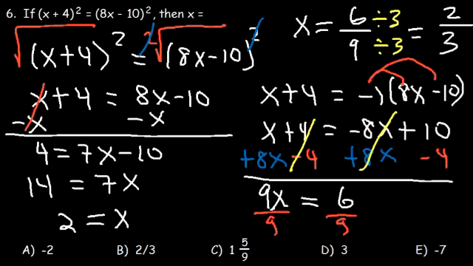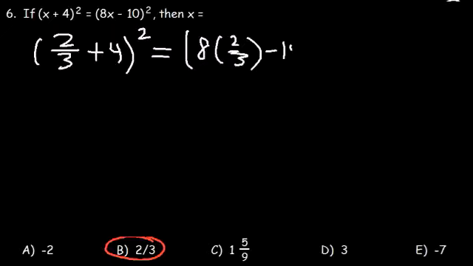So let's plug in 2/3 for x. So (2/3 plus 4) squared should equal (8 times 2/3 minus 10) squared. So let's get common denominators. 4 over 1 is the same as 12 over 3, if you multiply top and bottom by 3, you'll get 12 over 3. And 12 divided by 3 is 4, so the value remains the same.